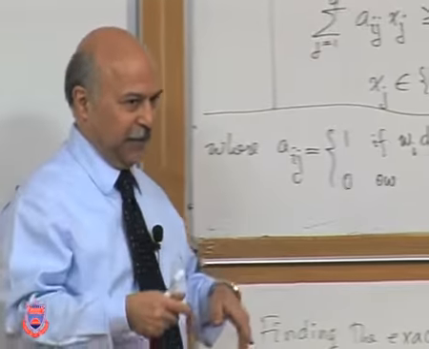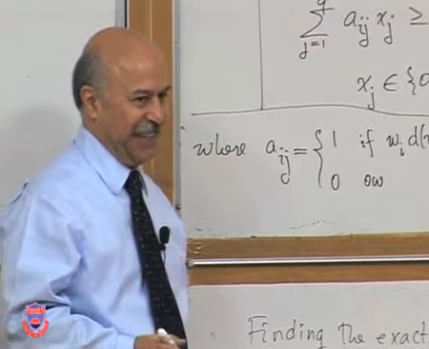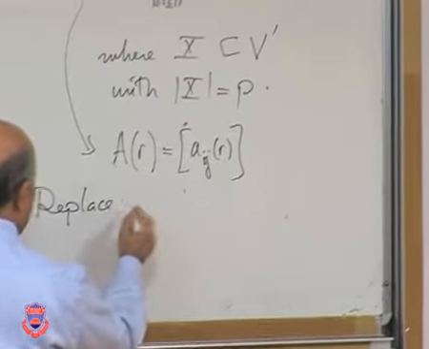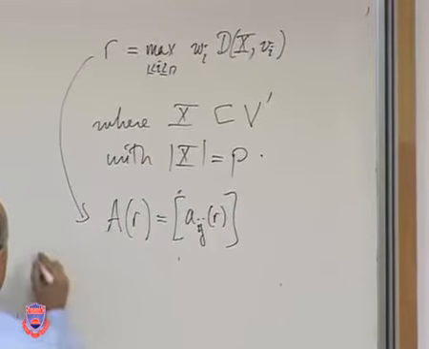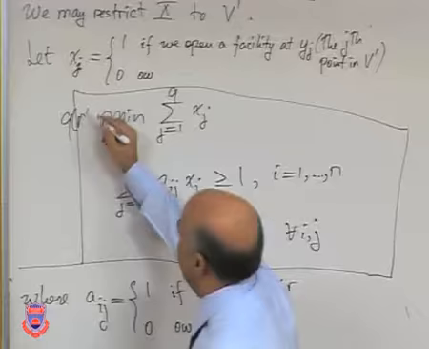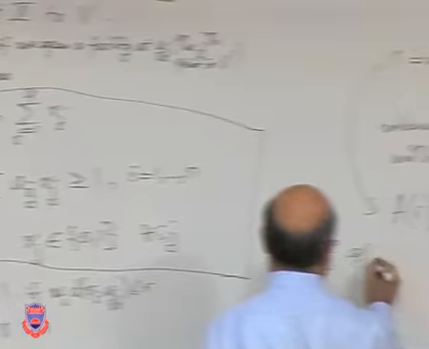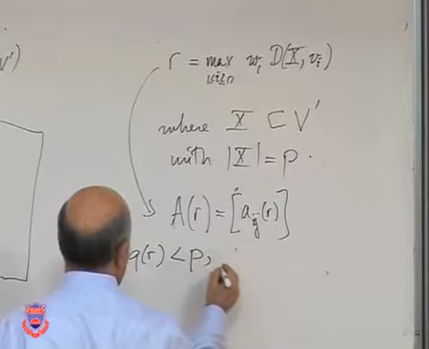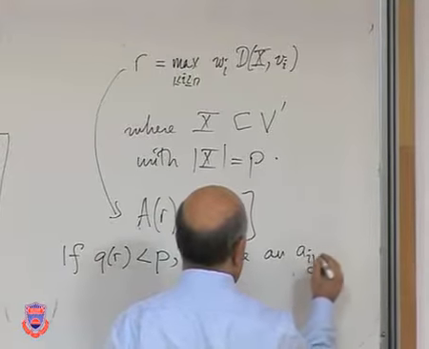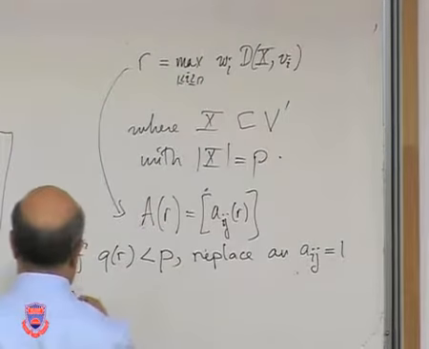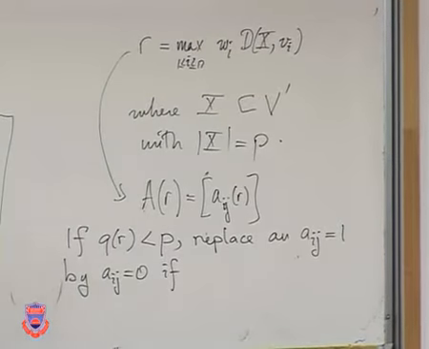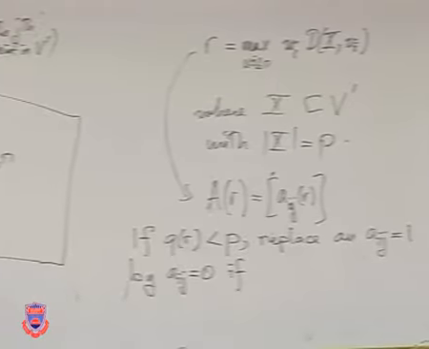So, okay, which ones? Those that correspond to... If this one still outputs QR here, if QR happens to be less than P, replace an aij, which is equal to 1, by aij equals 0 if something between i and j.